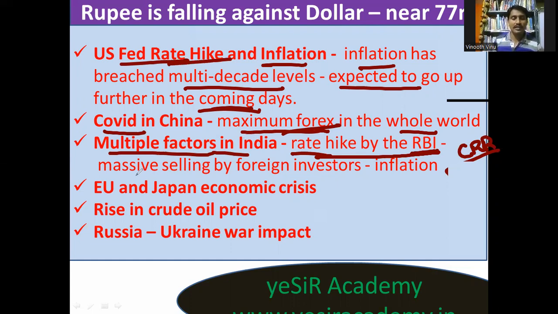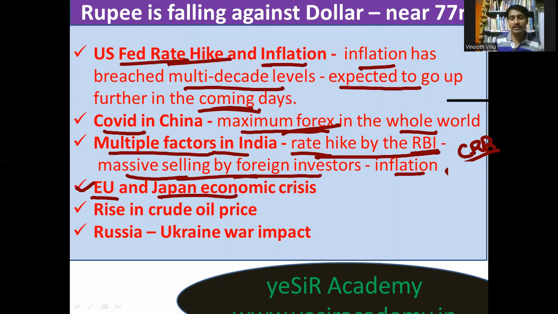At the same time, there is massive selling by foreign investors to control inflation. Yes, foreign investors sell their assets, shares from India to others. Therefore, it is a reason. And then coming to the next reason: European Union economic crisis and Japan economic crisis are also reasons.